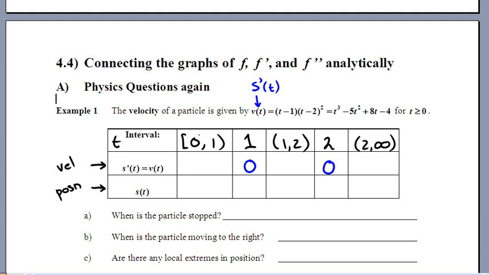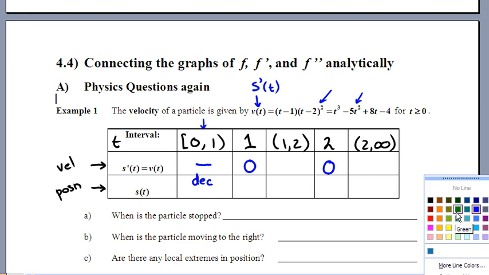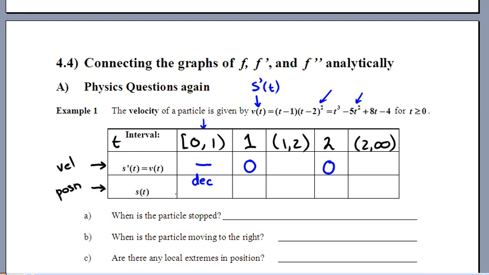I would test a time somewhere inside this time interval, maybe a time of 0.5. And I can either look here or there, whichever is easiest. Maybe the factored one might be nice. I can imagine putting in 0.5. I'd have a negative and another negative that's being squared. That's 3 negatives. Now that leaves me an overall negative answer for s prime, which means that s is going to have to be decreasing. If it was a graphing question, I'd say, oh yeah, we're decreasing. Or in the physics world, if your s is decreasing, you could say, oh yeah, you're moving to the left.